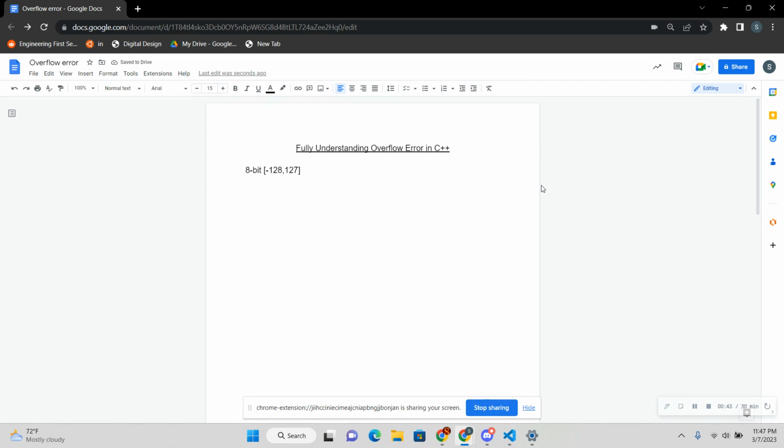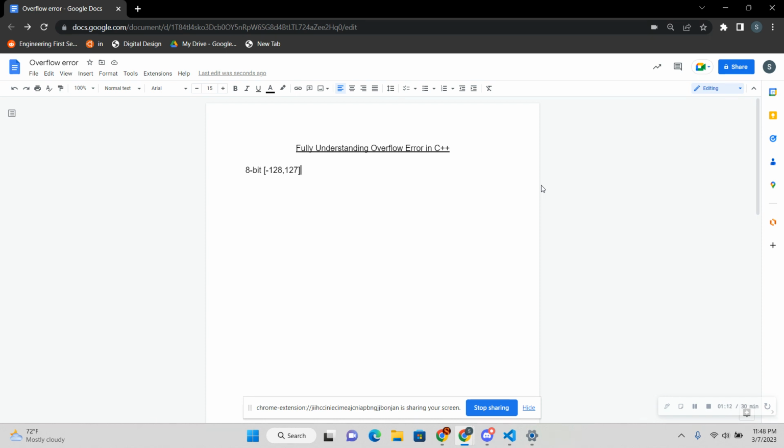Now, we've always understood it in base 10 logic, where a number in an 8 bit should not be outside of the boundary of negative 128 and 127. Okay, now that's good and all, but it's really important for us to understand overflow error in terms of binary, because that's where overflow really comes from.